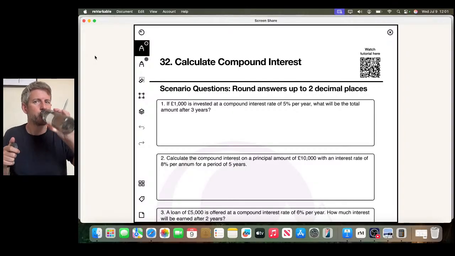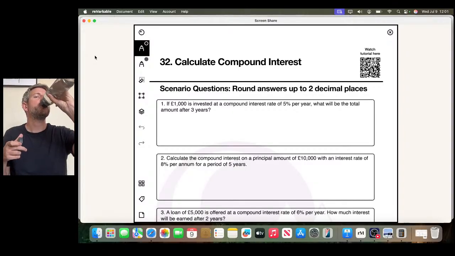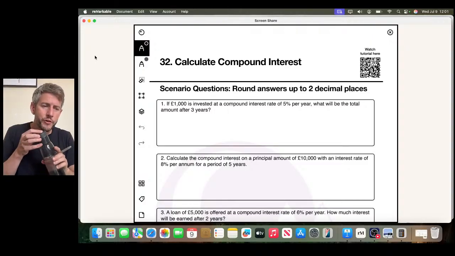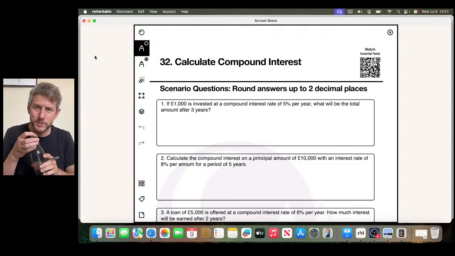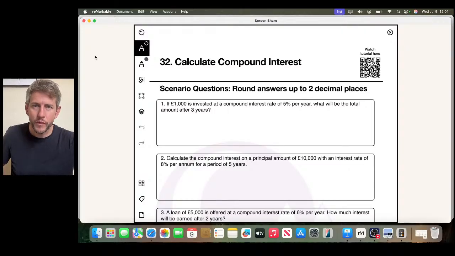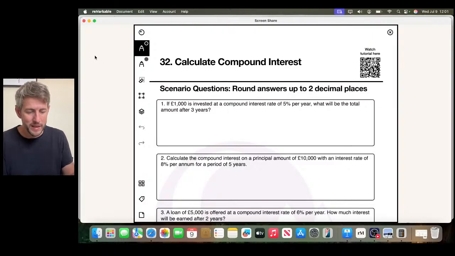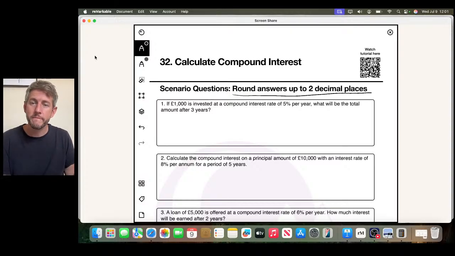Okay, so here we go. We've got if £1,000 is invested at a compound interest rate of 5% per year, what will be the total amount after 3 years? Okay, this is very similar to the practice questions, really. Again, it says here at the top, round answers to 2 decimal places, because all these questions are going to be about money, pounds and pence. So let's keep going.